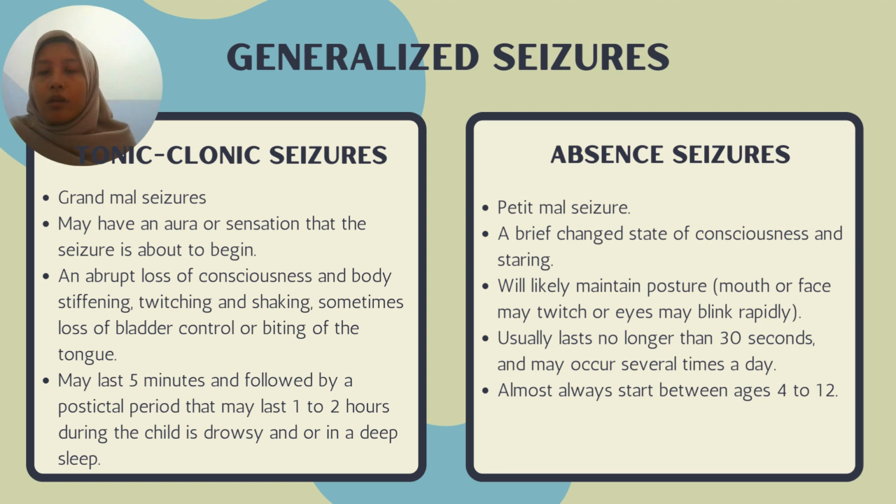Okay, there are a few types of generalized seizures. One of them is tonic-clonic seizures, which is also known as grand mal seizures. A person that has this kind of seizure may have an aura or sensation that the seizure is about to begin. There is an abrupt loss of consciousness and body stiffening, twitching and shaking, sometimes loss of bladder control or biting of the tongue. It may last 5 minutes and is followed by a post-ictal period that may last 1 to 2 hours, during which the child is drowsy or in a deep sleep.